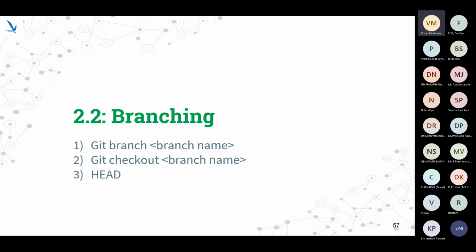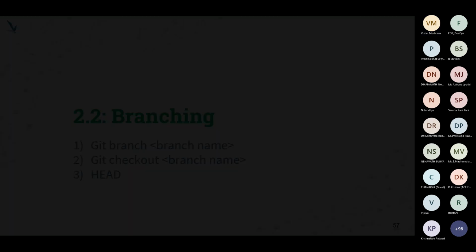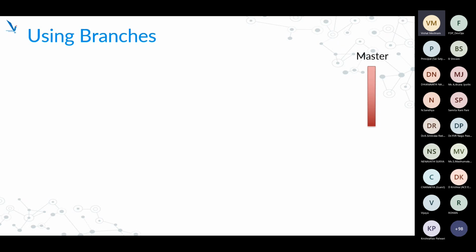There is always a master branch, and then we create different branches and ask developers to work on their branches only, so that it does not hamper your main project. That is the concept behind branching. We use two commands here, git branch and git checkout. So how to use them now?